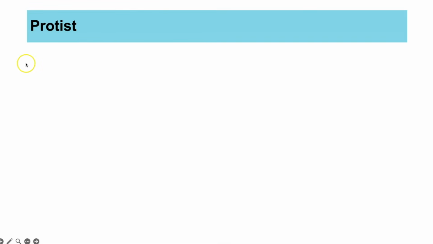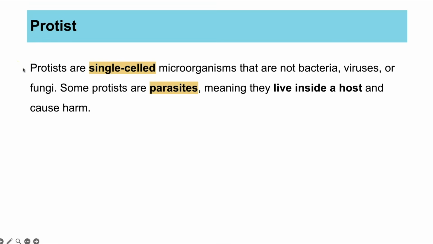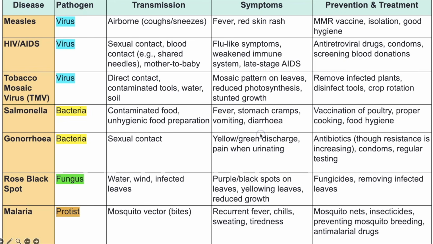Lastly then, we've got the protists, and these are single-celled microorganisms. They are not bacteria, they're not viruses or fungi. Some of them are parasites, which means they have to be inside of a host to survive and then cause harm. The one that you need to know about is malaria.